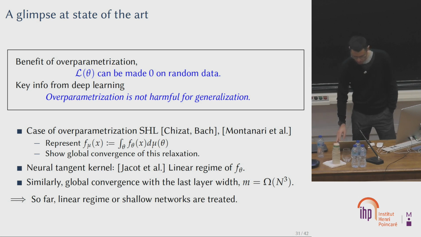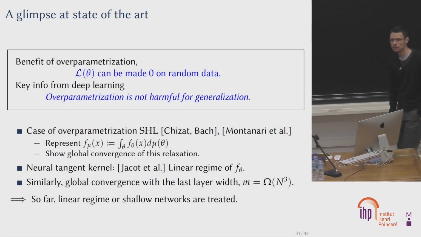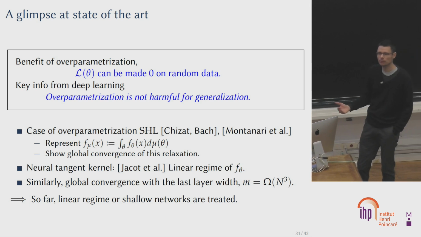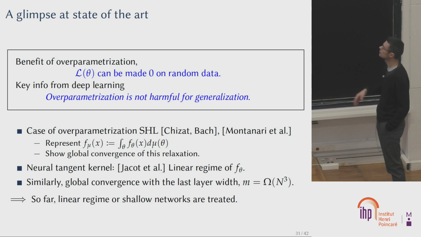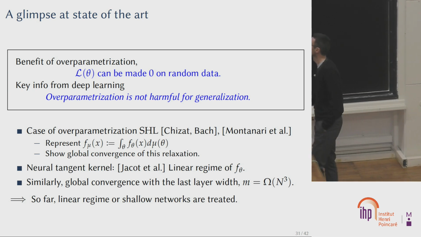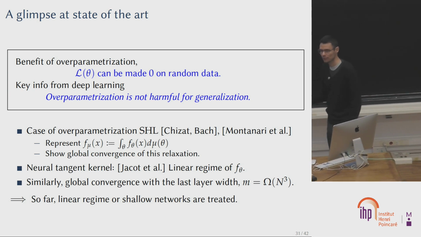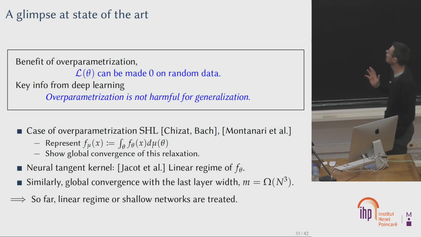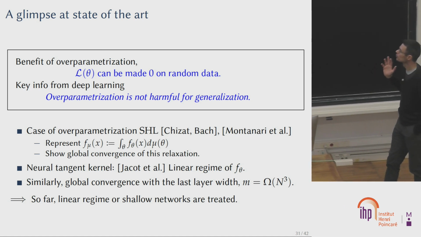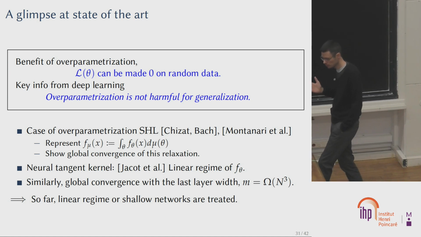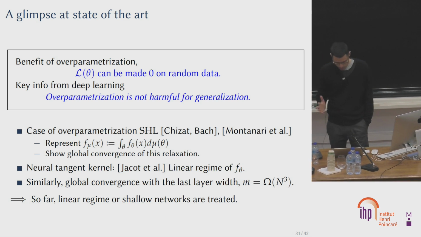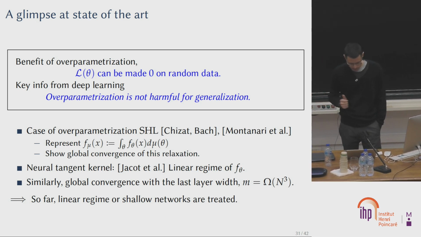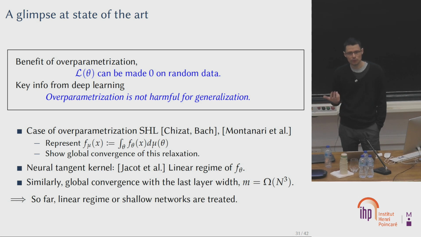And so, just a glimpse at the state of the art. It's been a long time since I've read the literature on it. So many people are working on it that it's impossible for me to give a proper account of the research here. What I can say is simply that the benefit of over-parametrization is that sometimes it enables you to get the loss to 0, even on random data. And the key info from deep learning is that it's not harmful for generalization.